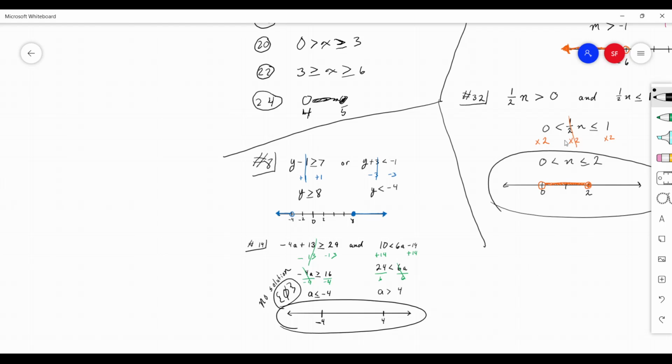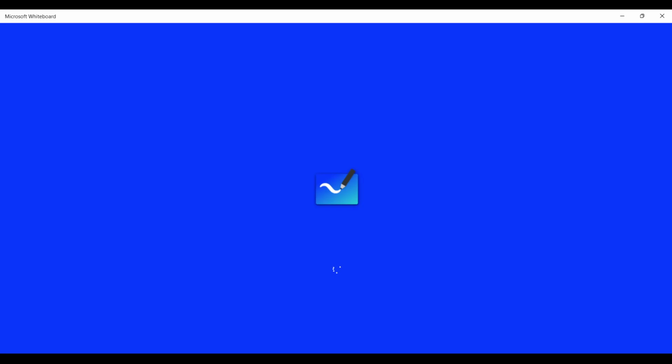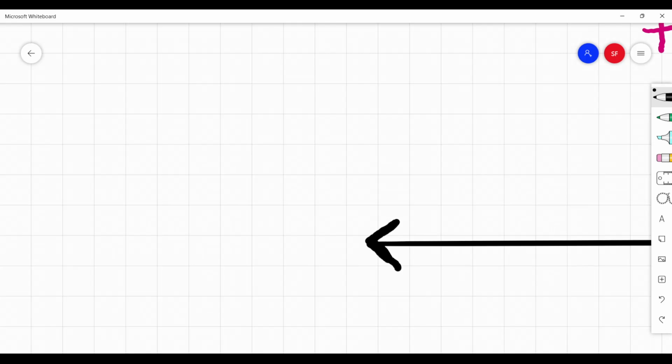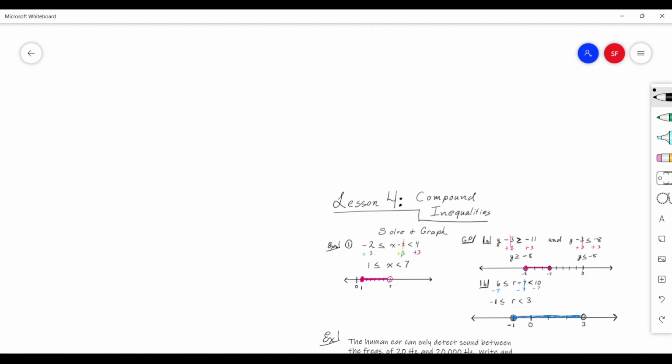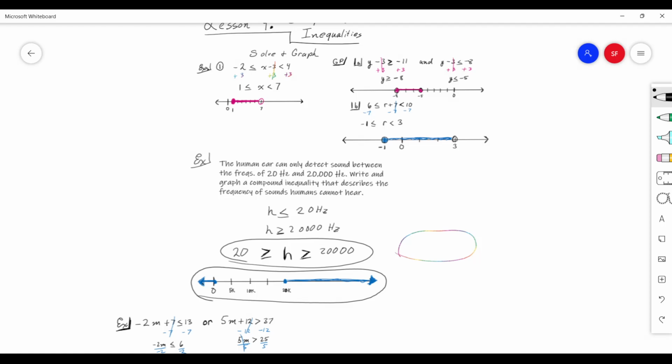Can I throw this paper ball? I don't know, can you? May I? No.